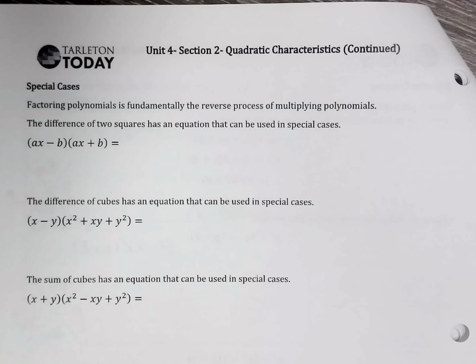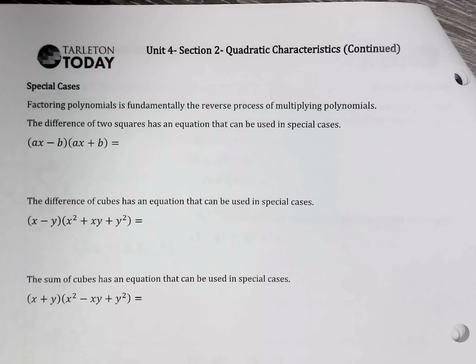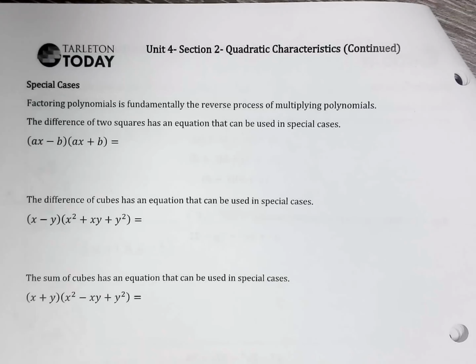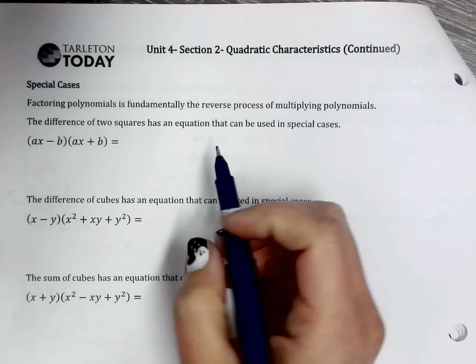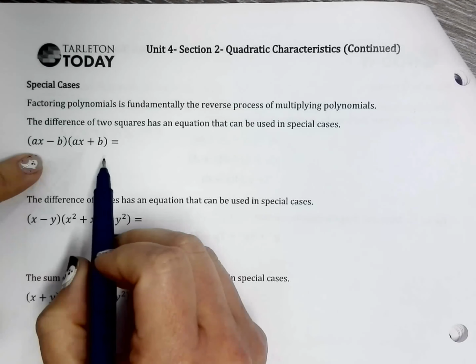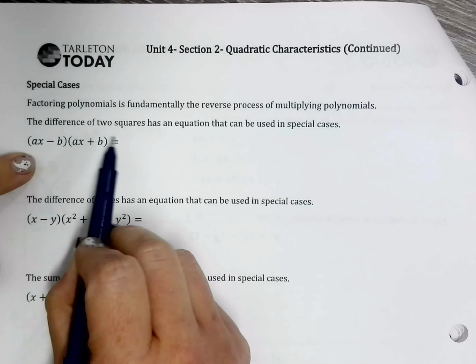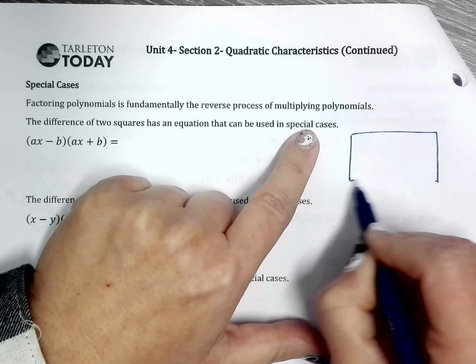So we're factoring special cases now. Just remember that factoring is the reverse of multiplying polynomials. So after you're done, you can always just multiply them and get the beginning of the question. Okay, so when we go from here, if we were to multiply, let's make the blocks here.